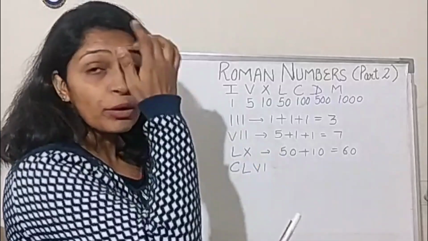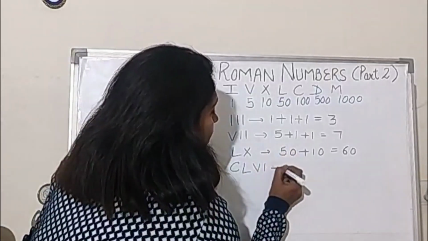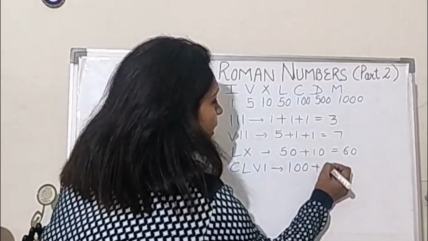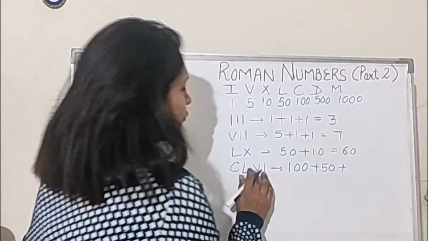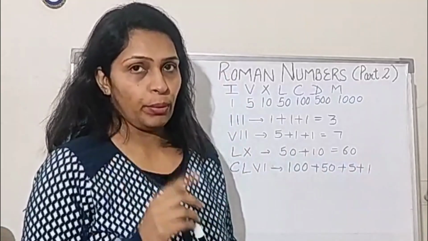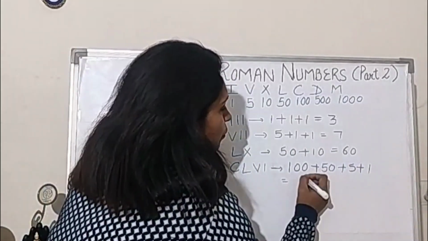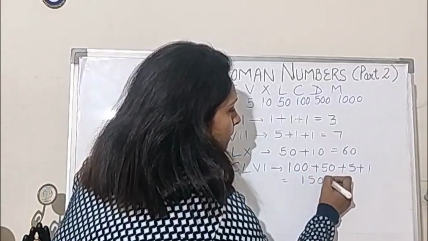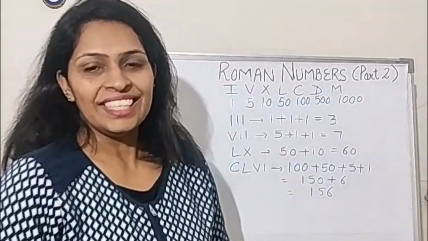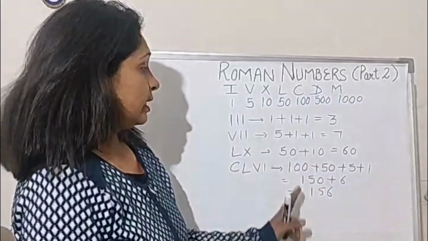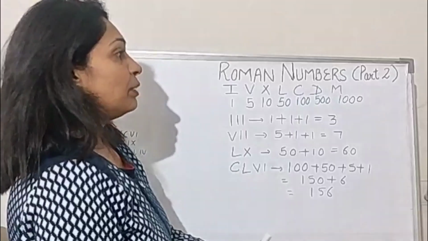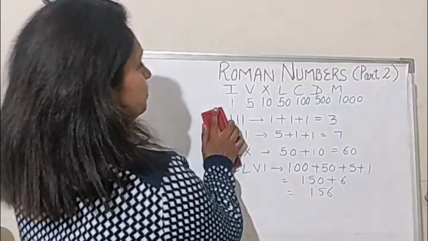Okay, I hope you have done that. So let's check out the answer. What is it going to be? C for 100, L is 50, V is 5 and I is 1. So that will make 150 plus 6, that is 156, right? Congratulations if you've got the correct answer. It means you are connected till here. Okay, now let's proceed to the next step.